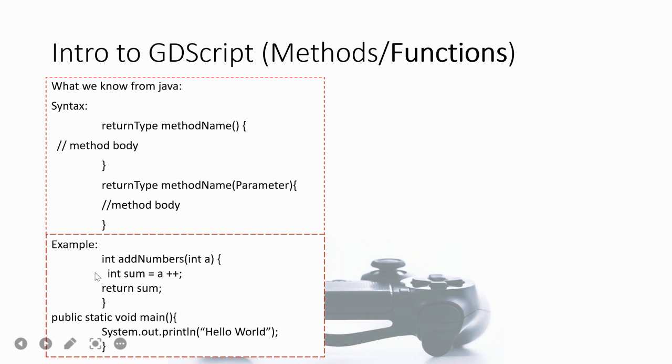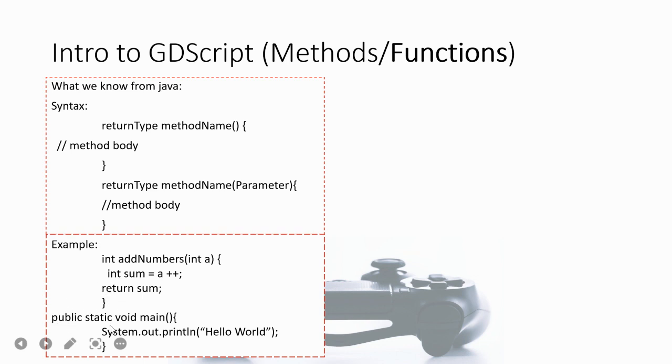In the example, the method body is int sum is equal to a plus b, then return sum. If you can remember from your Java, sum is only a variable. Then again, you close your method with a curly bracket.